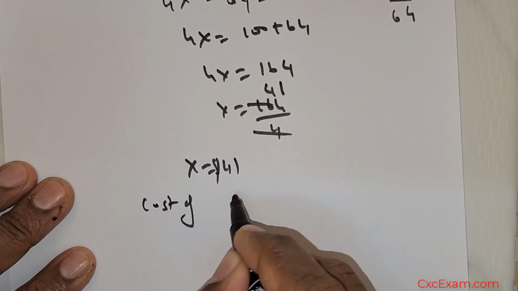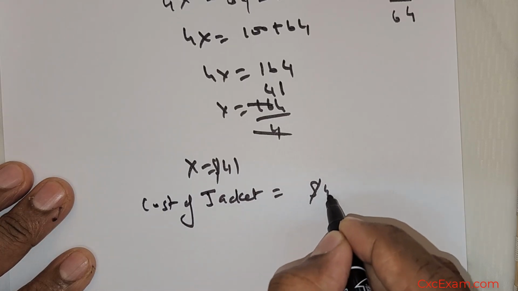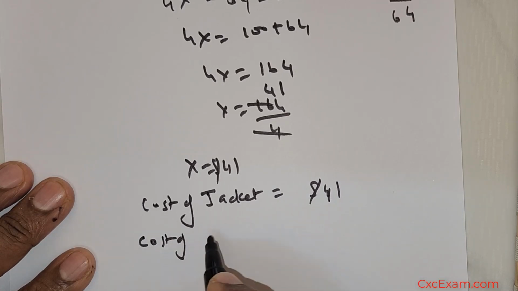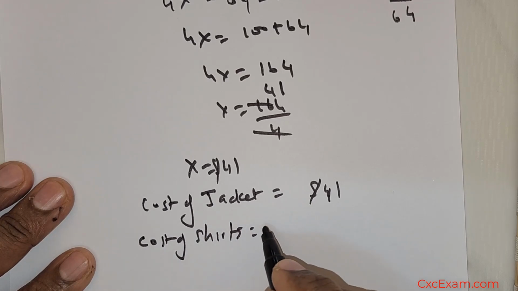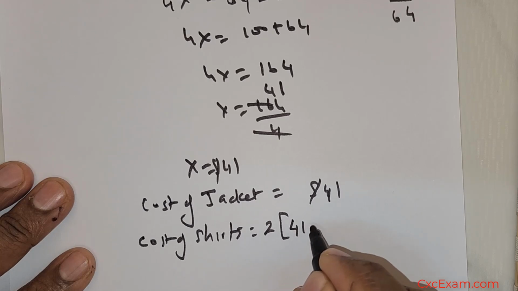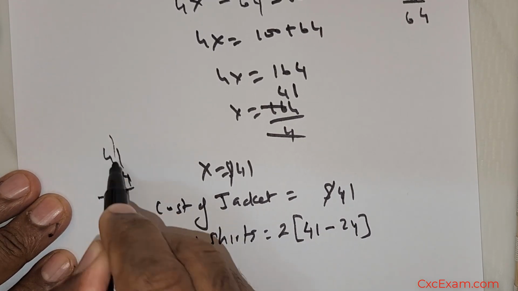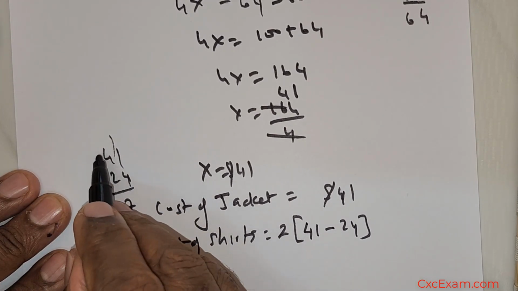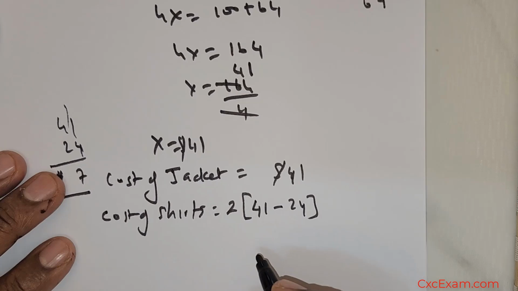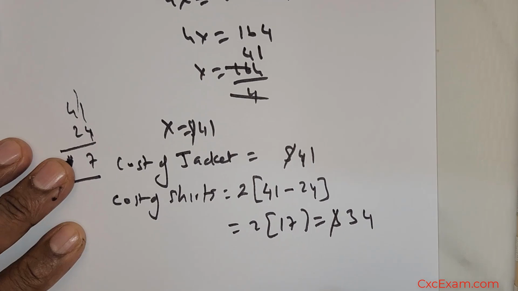So this means cost of the jacket is $41, and the cost of shirts, 2 shirts, right, 2 times of 41 minus 24. So what is that? 41 minus 24: from 3 you take away 2, you get 1, 17. So 2 times of 17 is 34.